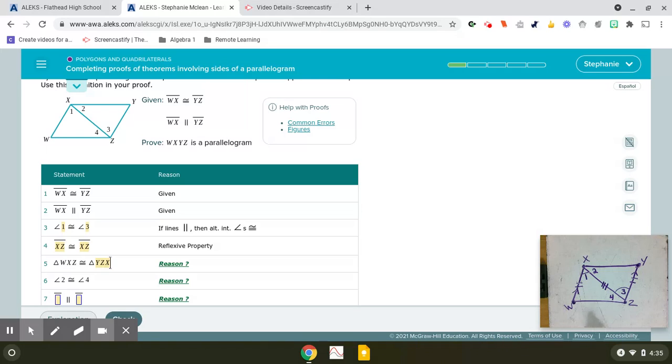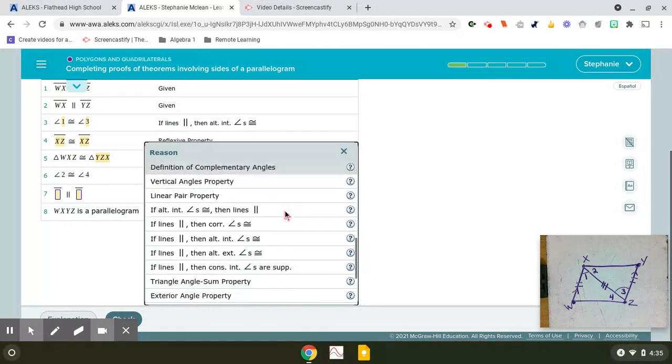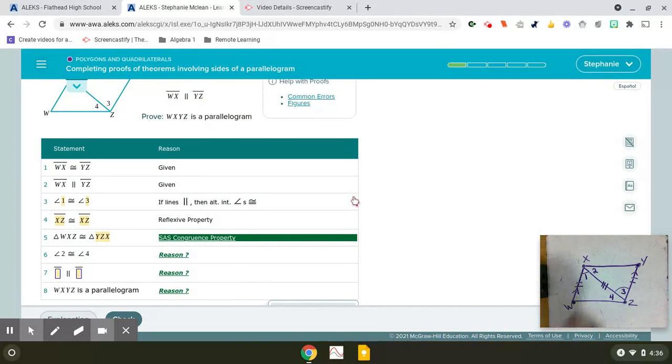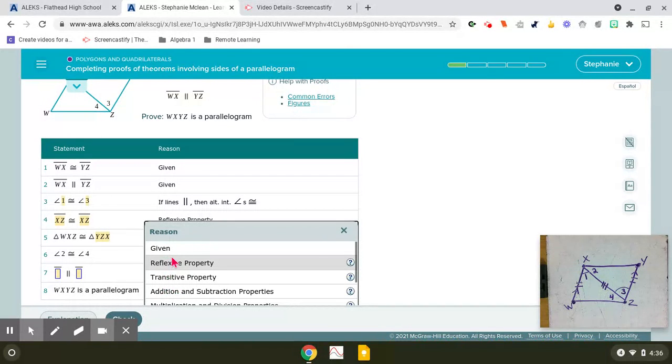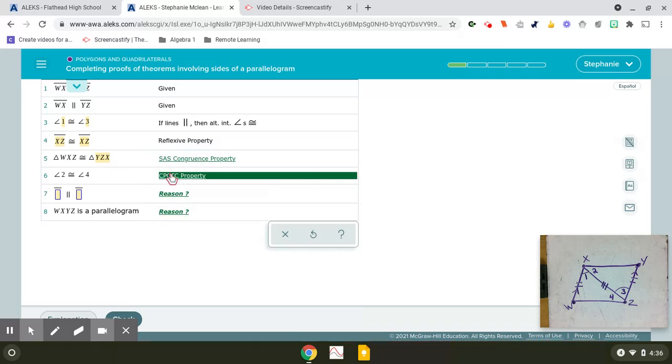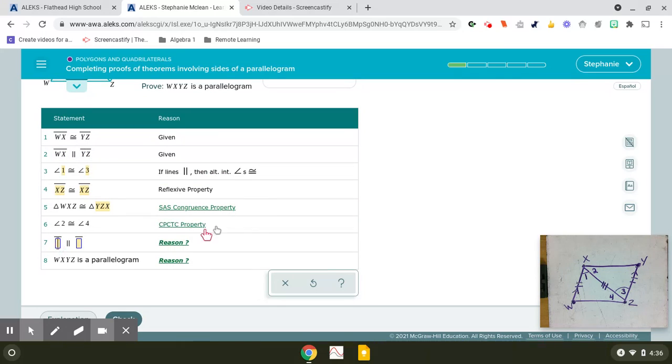We need to figure out what theorem we use to prove that these two triangles are congruent. So I have a side, I have an angle, and I have a side. So this is side, angle, side. Okay, so we use the side-angle-side property. All right. Now, they tell us that angle 2 equals angle 4, okay? And that's true because corresponding parts of congruent triangles are congruent, the CPCTC property.